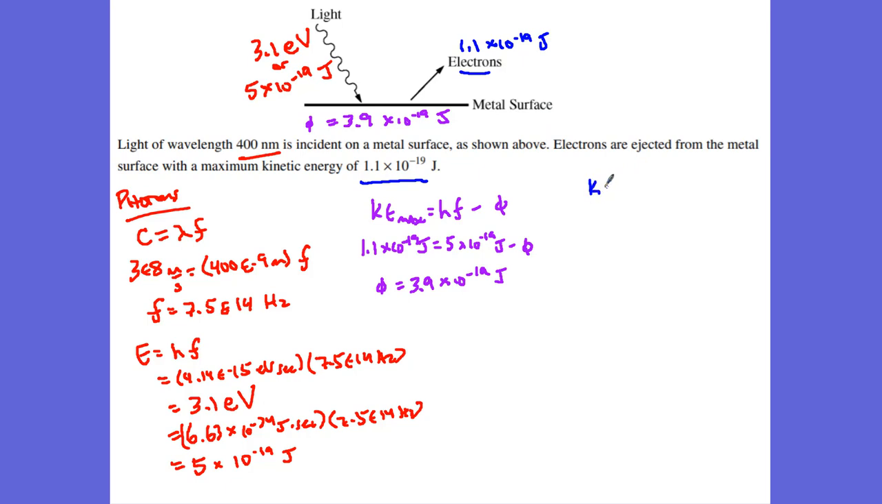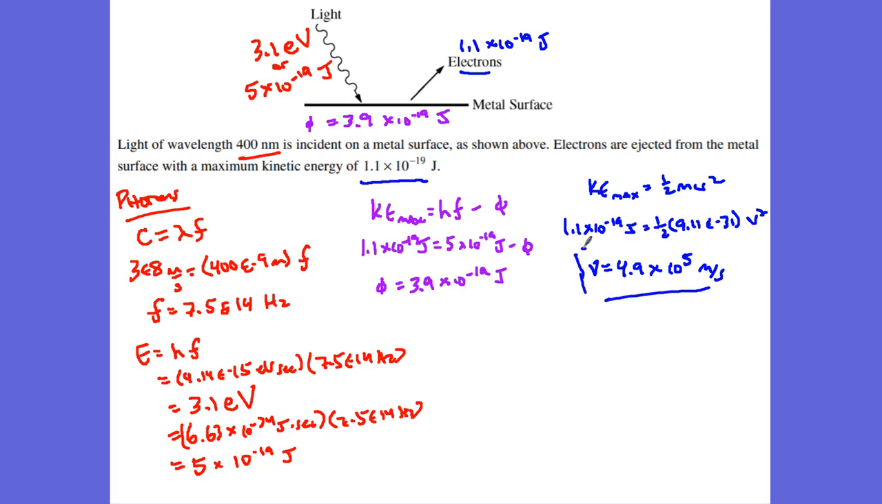Okay, so you know kinetic energy max equals 1/2 mv squared. You know your kinetic energy is 1.1 times 10 to the negative 19th joules. So 1/2 times 9.11 times 10 to the negative 31st kilograms times v squared, and you can do some algebra here. You can multiply by 2, divide by 9.11 times 10 to the negative 31st, and then take the square root to find the velocity. And the velocity of our electrons coming off ends up being 4.9 times 10 to the 5th meters per second. And ask yourself, is that a good number for the speed of an electron? Heck yeah, because it's less than the speed of light. It can't be greater than the speed of light.